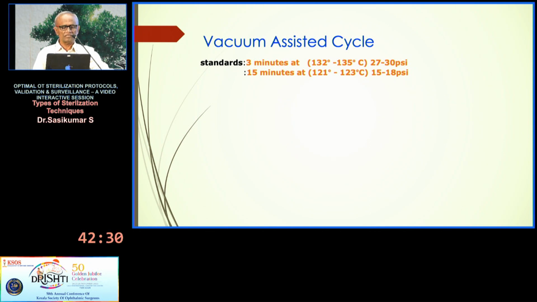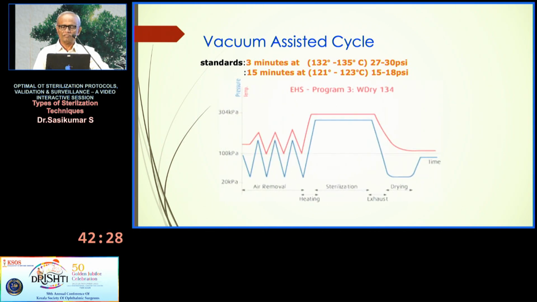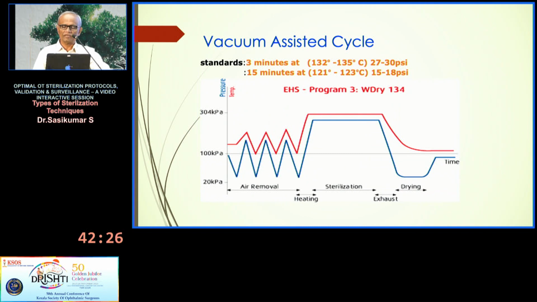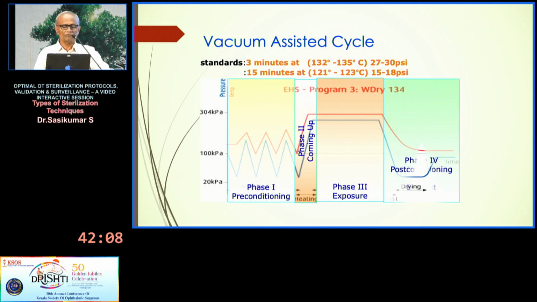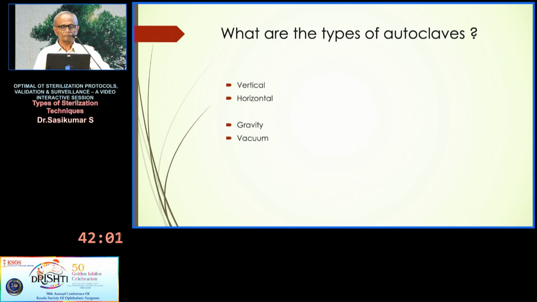In a vacuum assisted cycle, phase 1 is the preconditioning, where the air is removed by gravity or through repeated serial pressure and vacuum pulses. Once a vacuum is created, steam is let in to build up pressure in the second phase. The third phase, as I said, is the kill time, where the actual destruction of the microbes and spores takes place. And the fourth phase, the post conditioning, where the exhaust and the drying phase occurs.